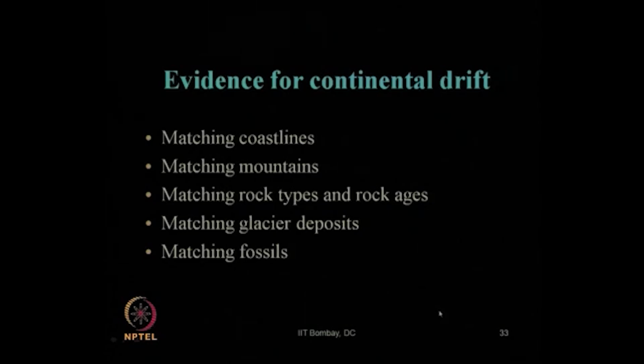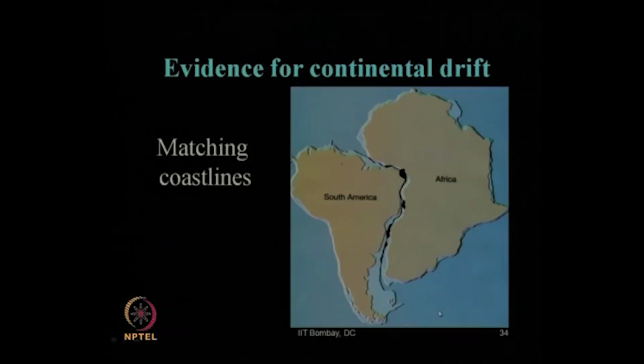Let us see some of these pictures. If you look carefully at the eastern part of the South American plate and the western part of the African plate, you will see their coastlines match very well. That means it automatically suggests these two blocks were together, and with time they got separated, by this continental drift theory of Wegener.